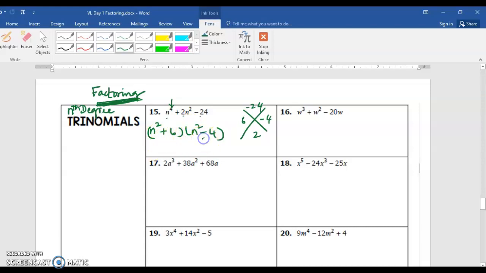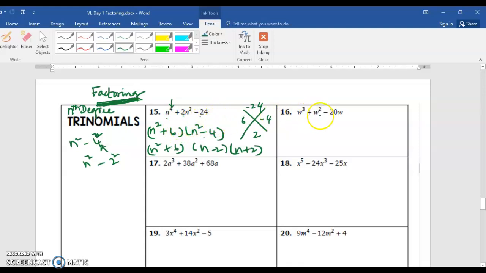So this could still further factor. So n squared plus 6 times, this is a difference of squares if you see. 4 is 2 squared. So you can write this as n squared minus 2 squared, and hence this is n minus 2, n plus 2. So that's how you factor an even-powered trinomial.